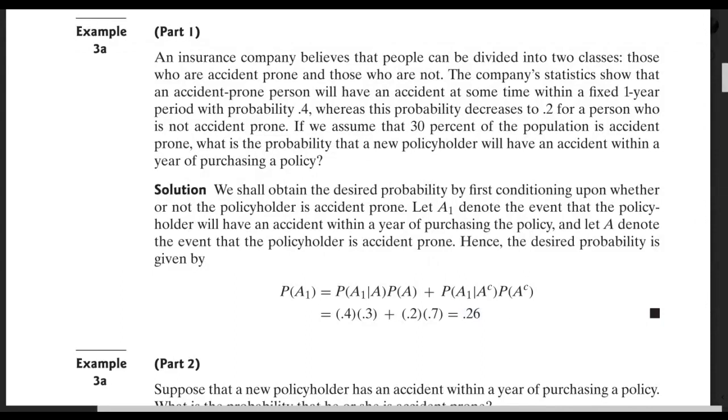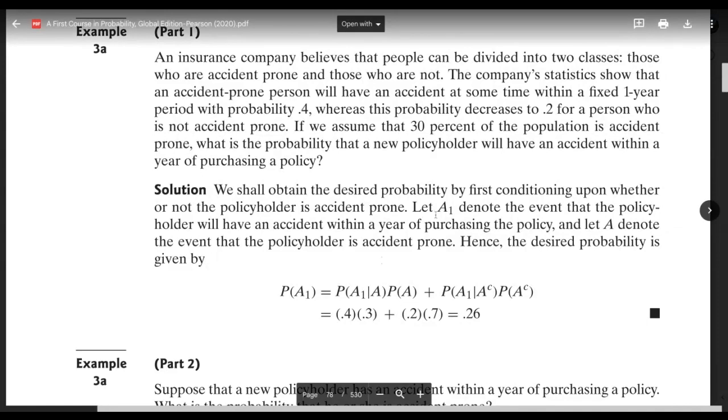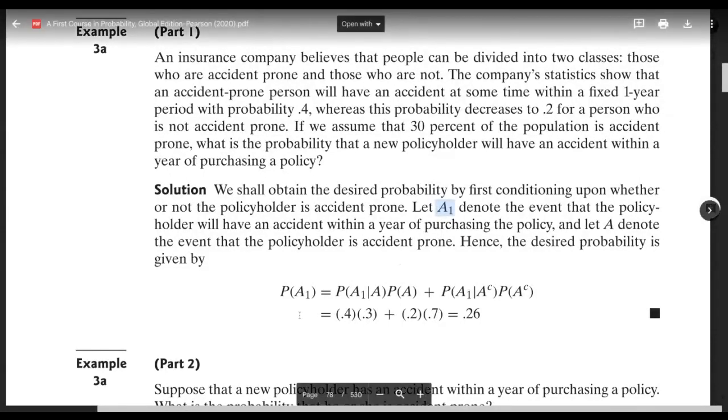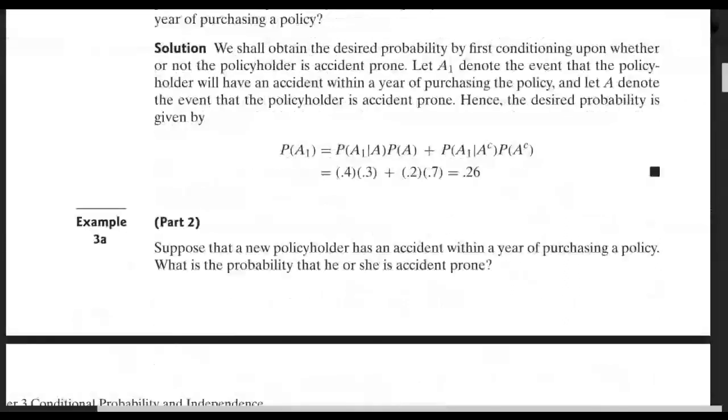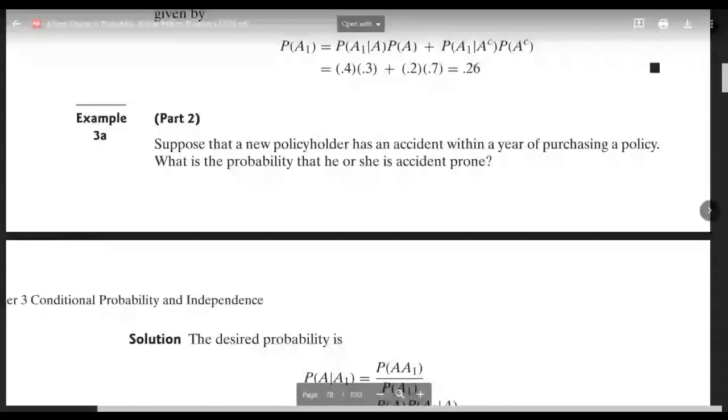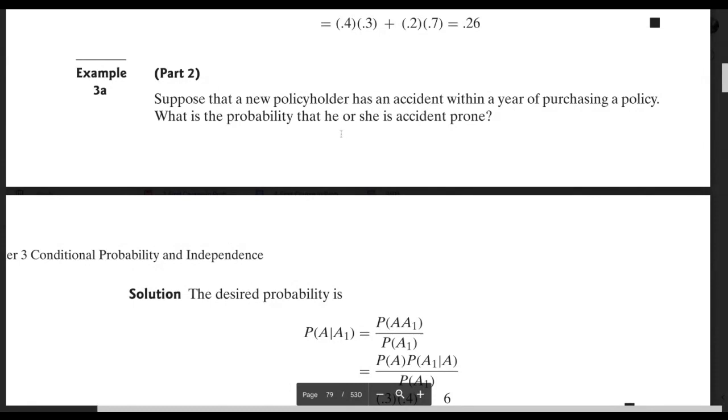All right. Anyone has any questions? Yeah, it will be difficult, right? Any other way to find the probability that the policyholder will have an accident within a year? Okay, let's see. So that's part 1. This is part 2. Suppose that the new policyholder has an accident within a year of purchasing a policy. What is the probability that he or she is accident prone?